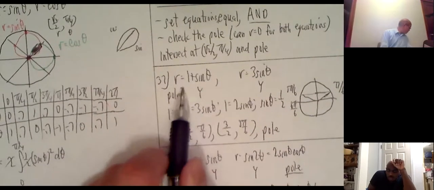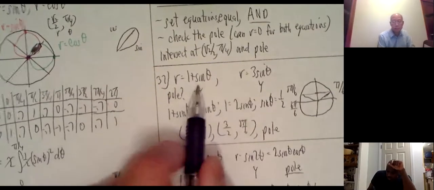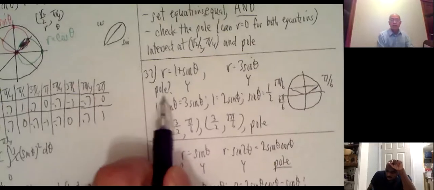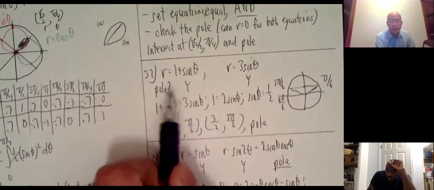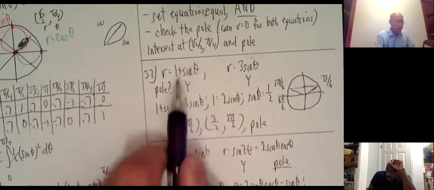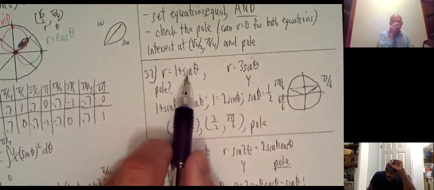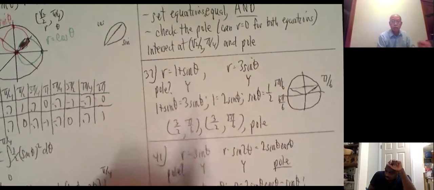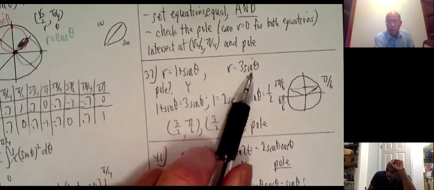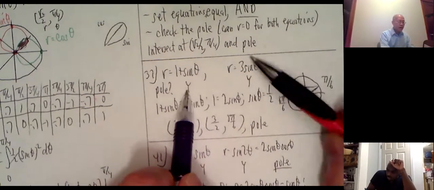37, my 37, which I'm noticing is not your 37, but anyway, same idea. Find points of intersection. 1 plus sine theta, 3 sine theta. Okay, so first I'm going to say, can this ever touch the pole? Is it ever possible for r to be 0? The answer is yes. Can this thing ever be 0? Well, this thing here has to be negative 1. Can the sine of theta ever be negative 1? Sure. South pole, 270 degrees, so that's a yes. Can this ever be 0? Yes. Let sine of theta be 0, which is at an angle of 0. Okay, so automatically they touch at the pole.